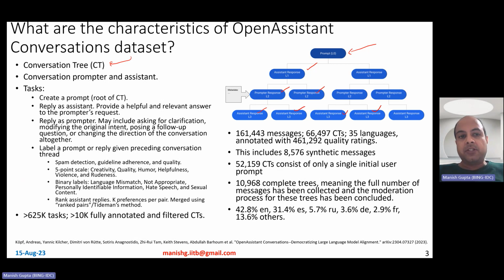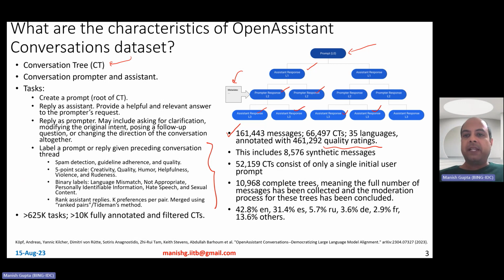Each of these responses also contains some metadata, which I'll talk about here. These are labels provided by humans. So the entire tree is created by human labeling, and many such trees are created using human labeling. Just to give an idea, the entire dataset contains about 161,000 messages with 66,500 conversation trees across 35 languages, annotated with about 461,000 quality ratings. So let's talk about what these quality ratings are, and then we'll come back to the stats.